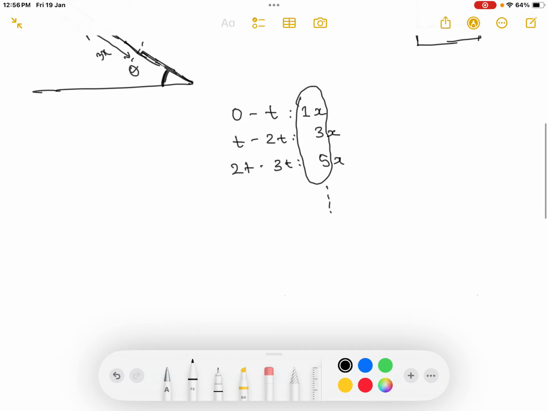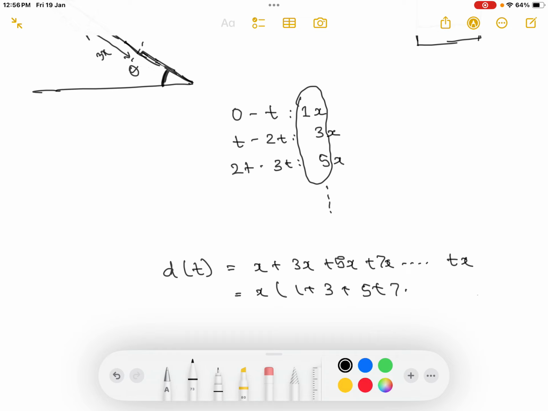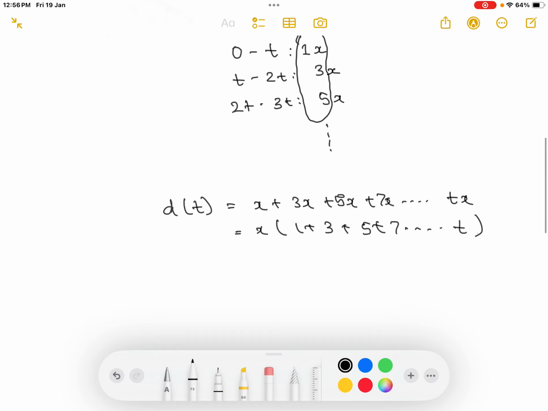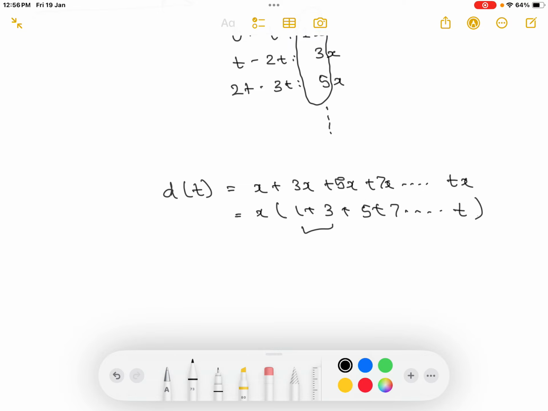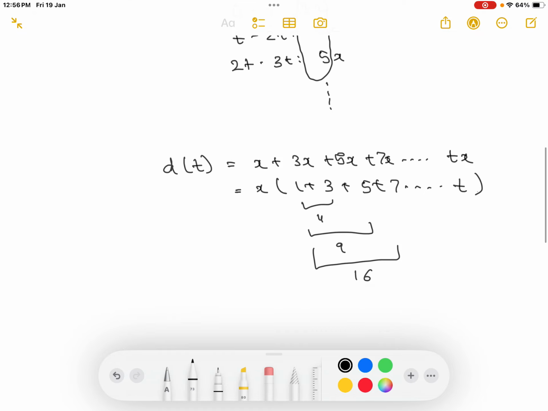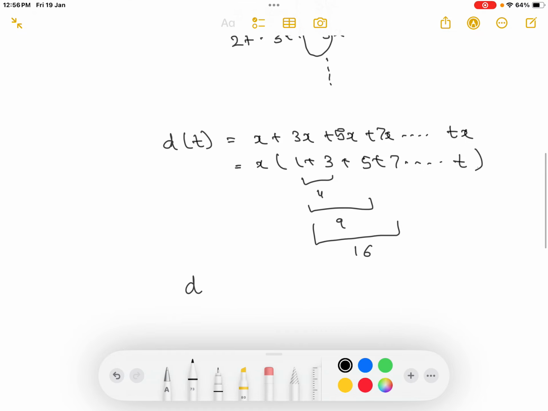If you ask what is the distance a body has traveled by time t, it would be something like x plus 3x plus 5x plus 7x up to tx. And if you see it this way, you would realize that these are just the sum of square numbers. So this in fact comes out that d is proportional to t square.